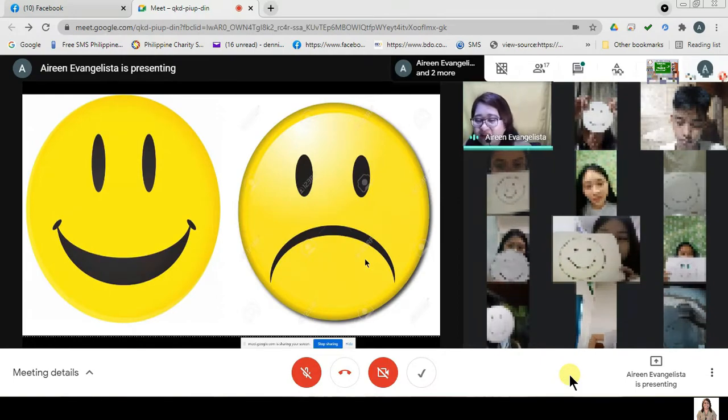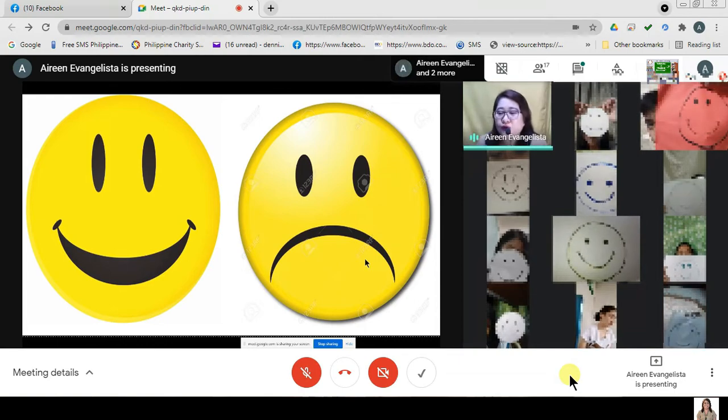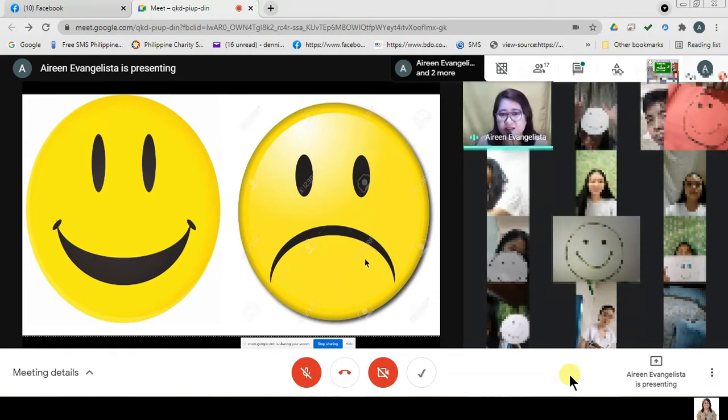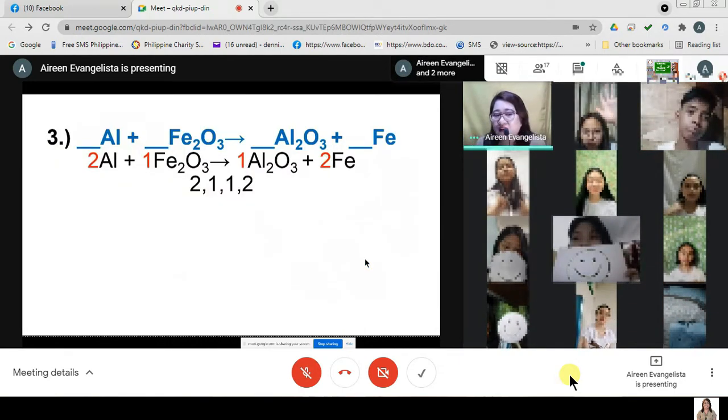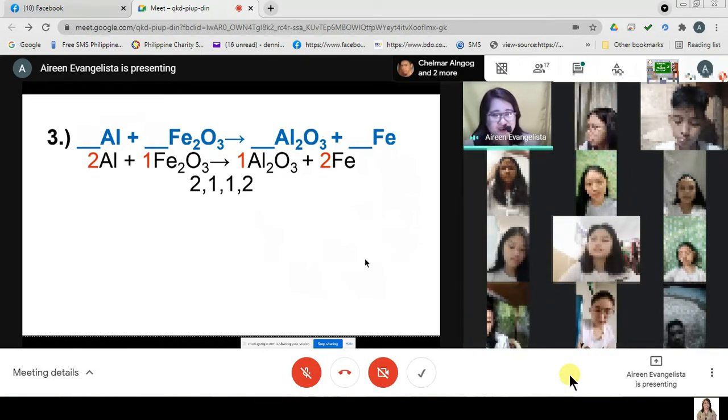A smiling face or a sad face? Okay, all of you, show me a smiling face. Okay, so the coefficients given by Franz are 2-1-1-2, and that is correct.